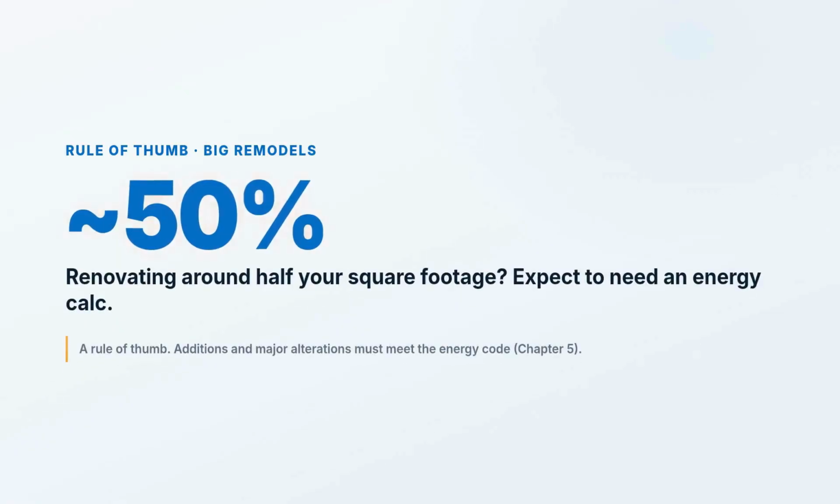If you are renovating greater than 50% of the square footage of your home, you have to have an energy calculation done. No ifs, ands, or buts about it. So if you're adding a second floor and the second floor is 50% or greater of the existing home, you have to have an energy calculation done. Well, because you're adding a second floor, you're going to have an energy calculation done anyway, because you're completely changing the energy footprint of the first floor.